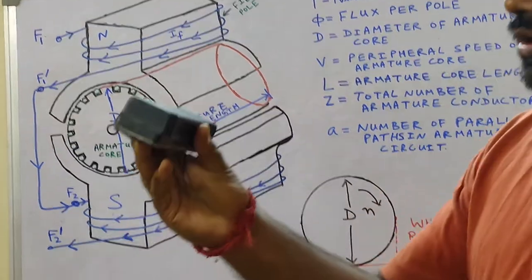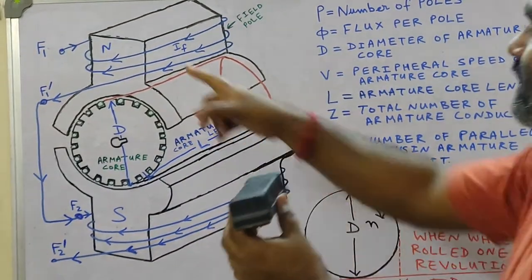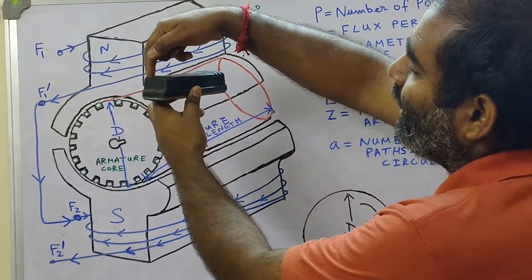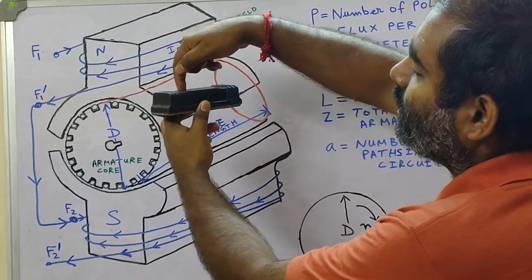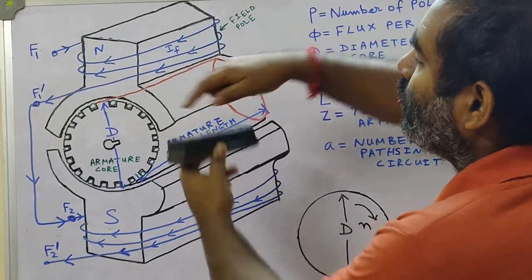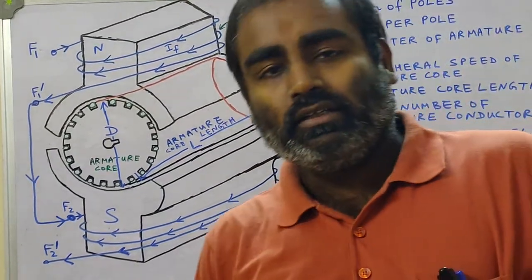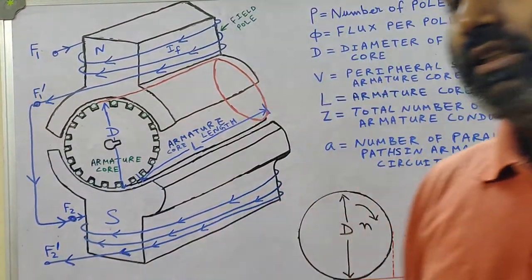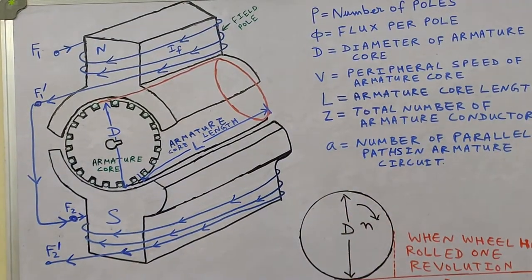Just for the time being, allow me to represent this by this field pole. If this is the field pole, you have one wire coming from the back and coming to the front, then again going behind this field pole and coming to the front. In this way the windings are made. Although here I have shown three turns for the field coils, it's not the actual fact. Actually in a DC machine, the field coil has a very large number of turns, maybe 100 turns or 200 turns, depending upon the design.